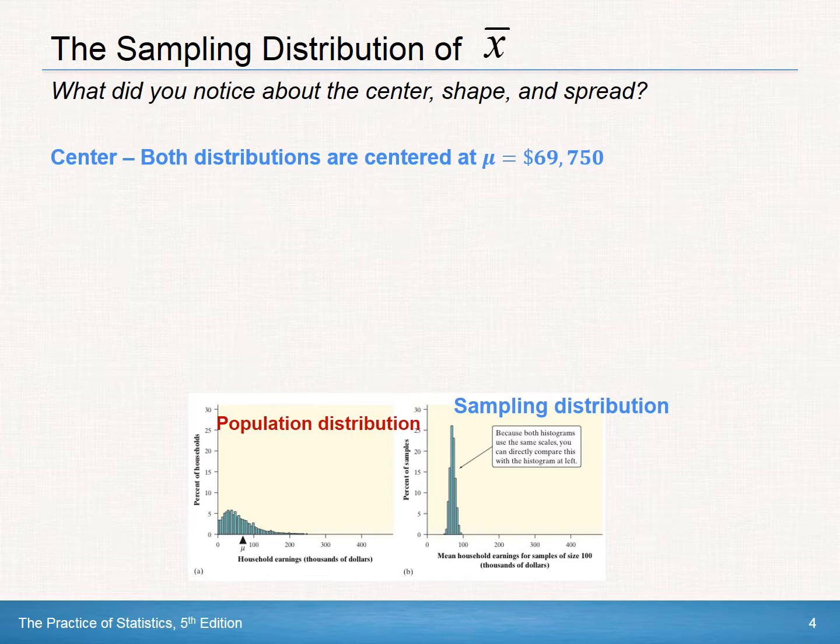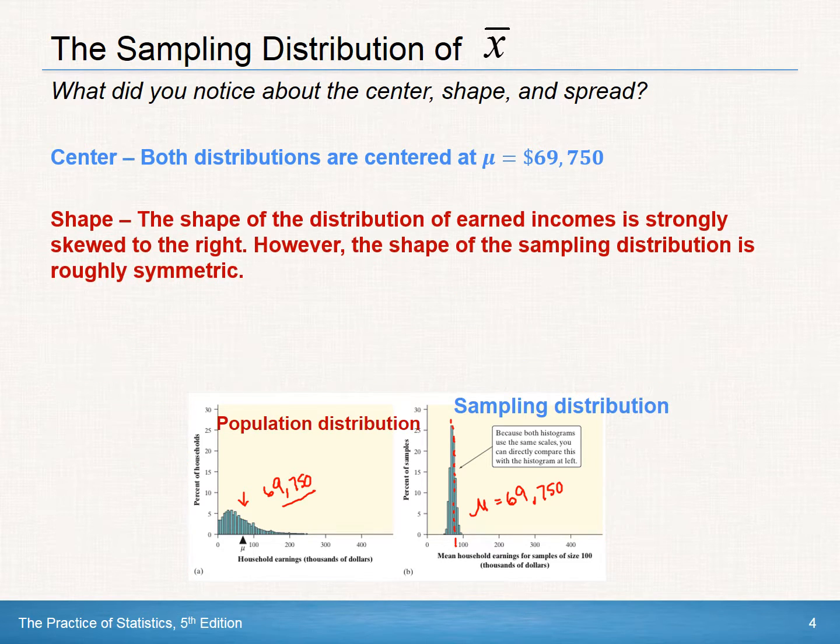Okay, so let's take a look at the population distribution. Both distributions are centered at mu. Here's your mean right here, $69,750. Over here, same thing, if I were to draw the mean in the middle, that mean would be the same, $69,750. Now, we didn't say that the mean was the best measure of center for the population distribution, it's just what the mean is.